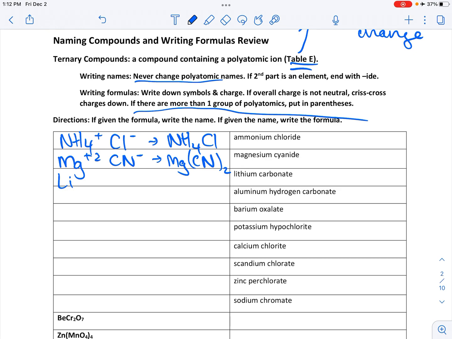Lithium is +1. Carbonate, CO3 -2. So that's not neutral. So we'll have Li2CO3. No parentheses.